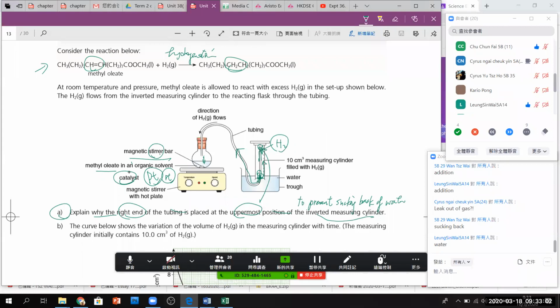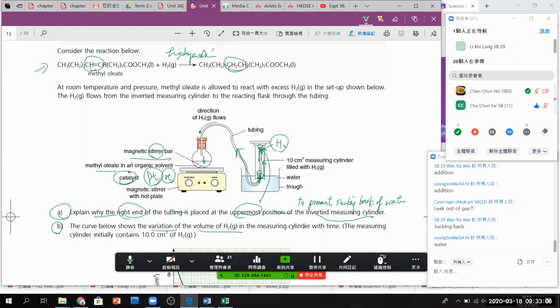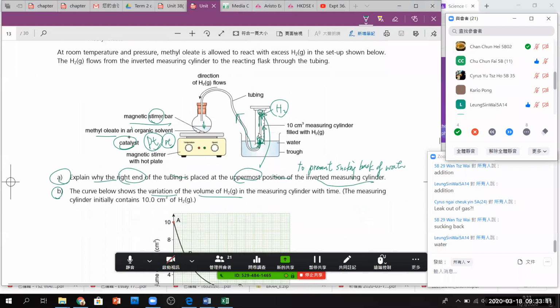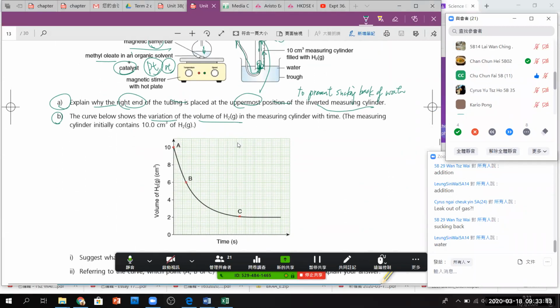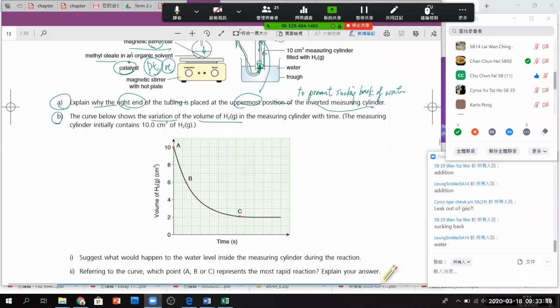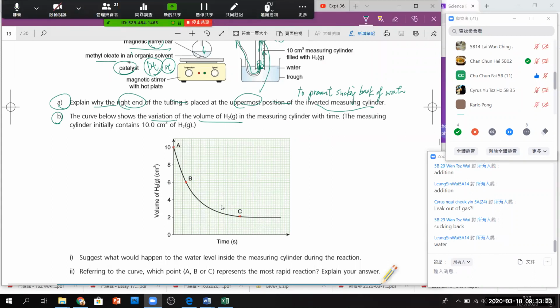B, the curve below shows the variation of the volume of hydrogen gas in the measuring cylinder with time. Can you manage to answer the following? What will happen to the water level inside the measuring cylinder during the reaction?